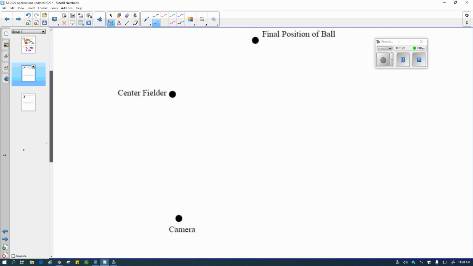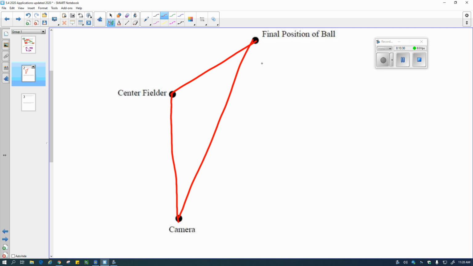Right, so we have our picture here. I've got my center fielder, I've got his final position, got the camera, and I've got the distance from the camera to the final position. So I connected my points. I need you guys to help me fill this in. What do I know? What can I fill in? What information do I have? Go ahead, Kenzie.